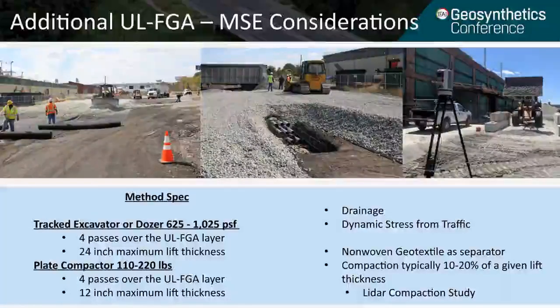You'll also notice black fabric shown wherever foam glass is going to be in contact with another granular material. In general, this is recommended to prevent intrusion of fines into the foam glass aggregate layer over time. Compaction is generally 10 to 20% of a given lift thickness, and this has been verified through a LiDAR compaction research study, as well as numerous test strips for DOTs across the Mid-Atlantic and New England.